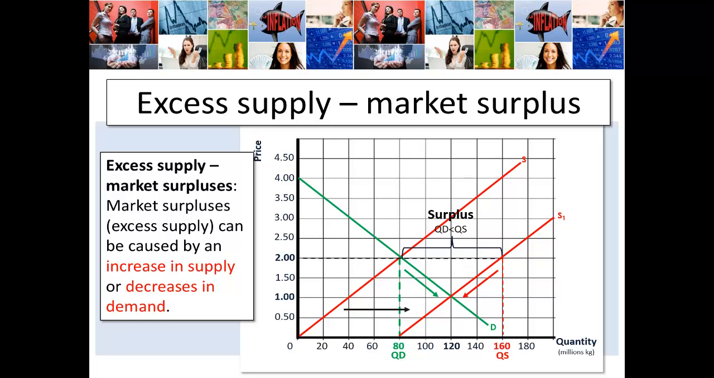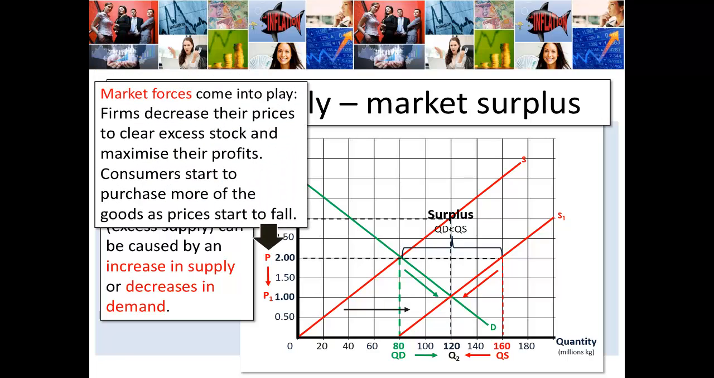Again, the market forces come into play, pushing the price down. When firms have a surplus, they've got excess stock. The only way they can shift their inventories, the stock that's building up in their warehouses, is to reduce the price. And as firms start to reduce the price to sell more inventory, to clear their excess stock, more consumers start to come into the market buying more of the good as the price decreases.